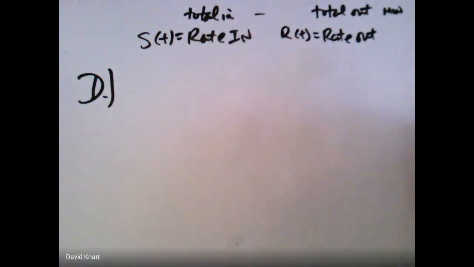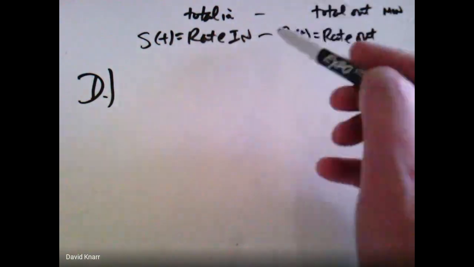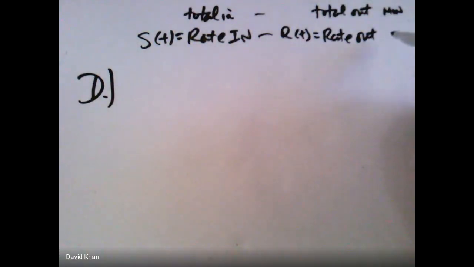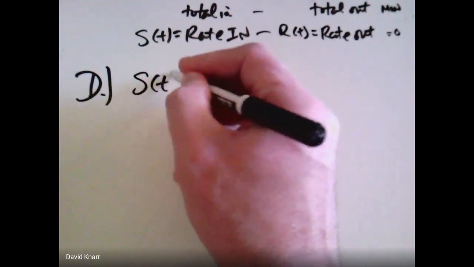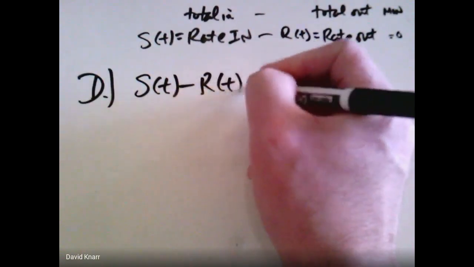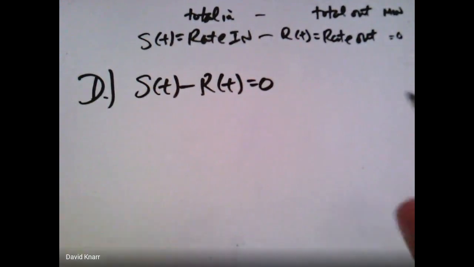Well, how do I find a min? I find the derivative, set it equal to 0, find the critical numbers, right? And I do all that jazz. So total in minus total out, I need to find the derivative of each one of these. But that's these, rate in minus rate out. So I need to set this equal to 0 to find the critical numbers. So the first thing I need to do is take S of t minus R of t and set it equal to 0.